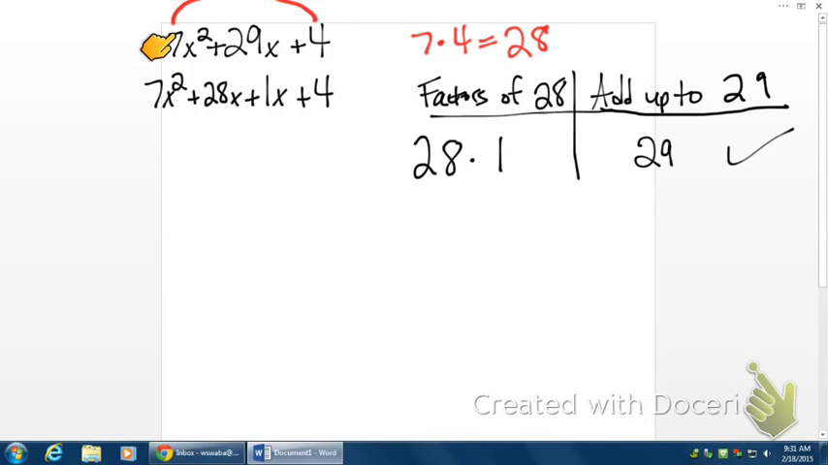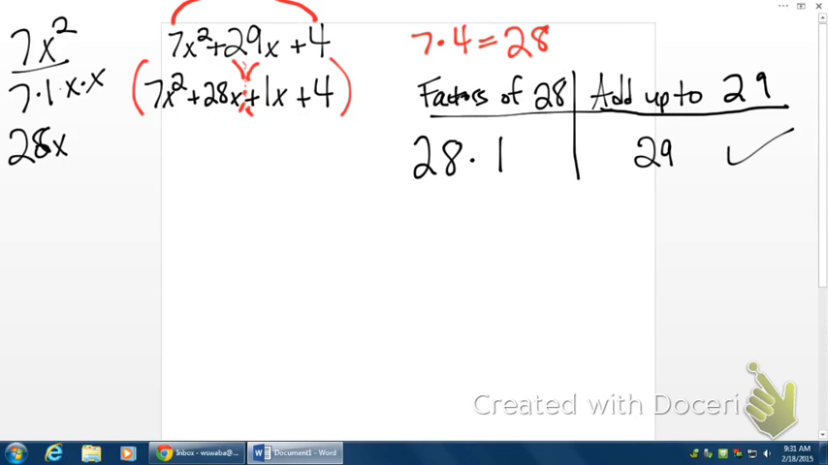So we started out, we multiplied the first term times the last term, 7 times 4, and got 28. So now we found factors of 28 that add up to whatever that middle term is. The whole reason why we did this is to split up that 29x into whatever our two numbers are here. So we have 28 and we have a 1. So now we're going to do just like we have been doing. We're going to factor by grouping. We're going to split this in half almost. Split it up into 2 terms and 2 terms. We're going to find the greatest common factor of that 7x squared and the 28x.